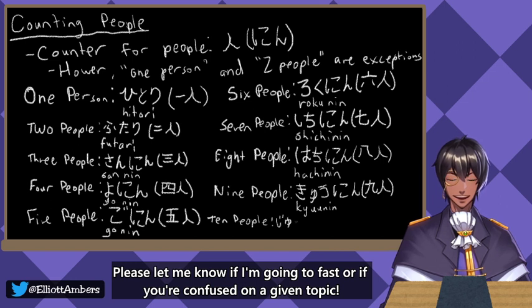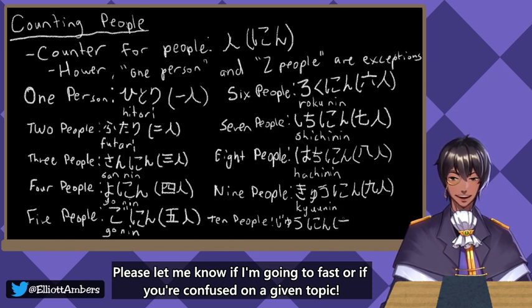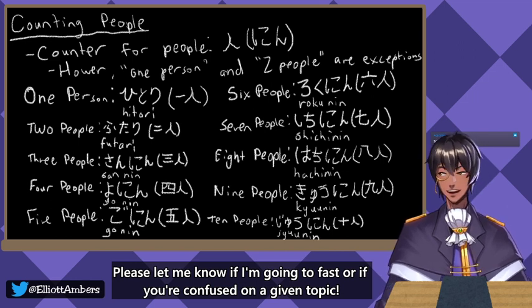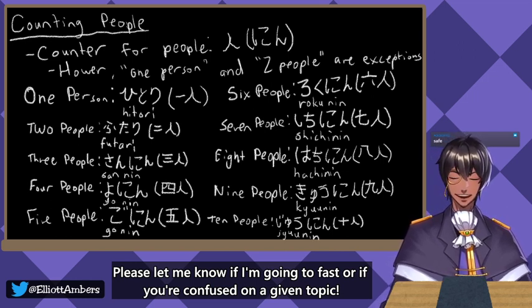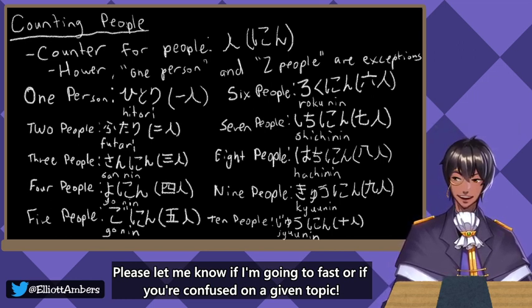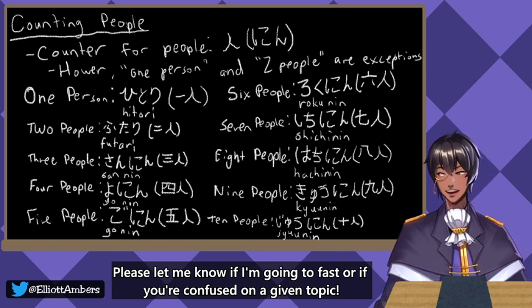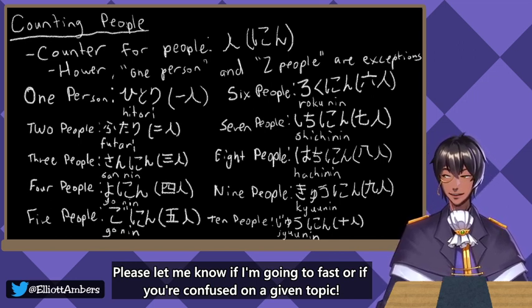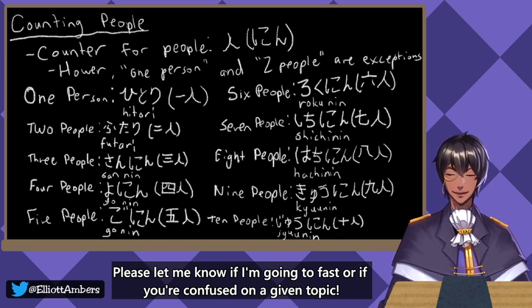I'm running out of space here. Because ten looks like a plus sign. And that is how we count to ten people. Safe. So, one person, two people, three people, four people, five people, six people, seven people, eight people, nine people, ten people.